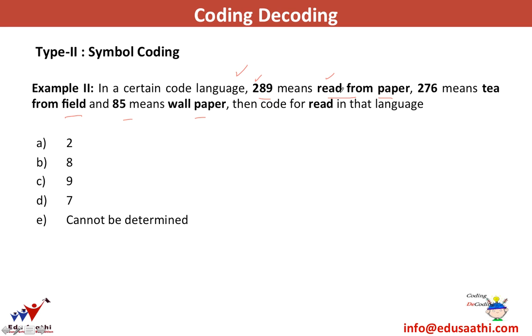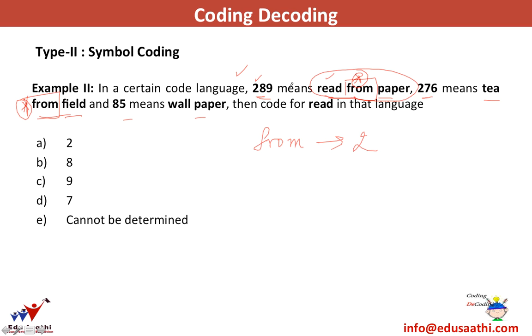What I'll have to do is I'll take this first phrase, read from paper, and the second phrase here, T from field. In both these phrases I have this word from, which is common. Now I'll see from the two codes 276 and 289 which number is common. I have a 2 common here. 7, 6, 8 and 9 are different from each other. So I can say that from is 2.